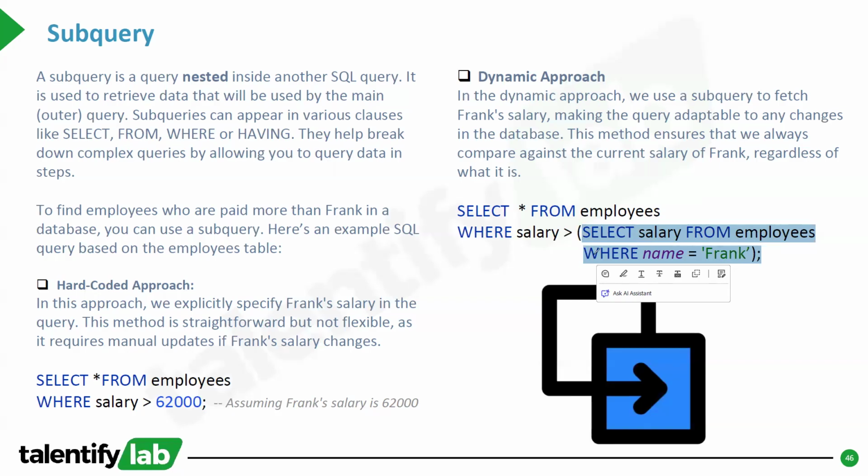Okay, dear friends, over here, as you see, this is going to give us Frank's salary. If it is, for example, 10,000, so we will check. Give me every column from employees if the salary is greater than 10,000. This is the subquery. So subquery must be typed between these parentheses.